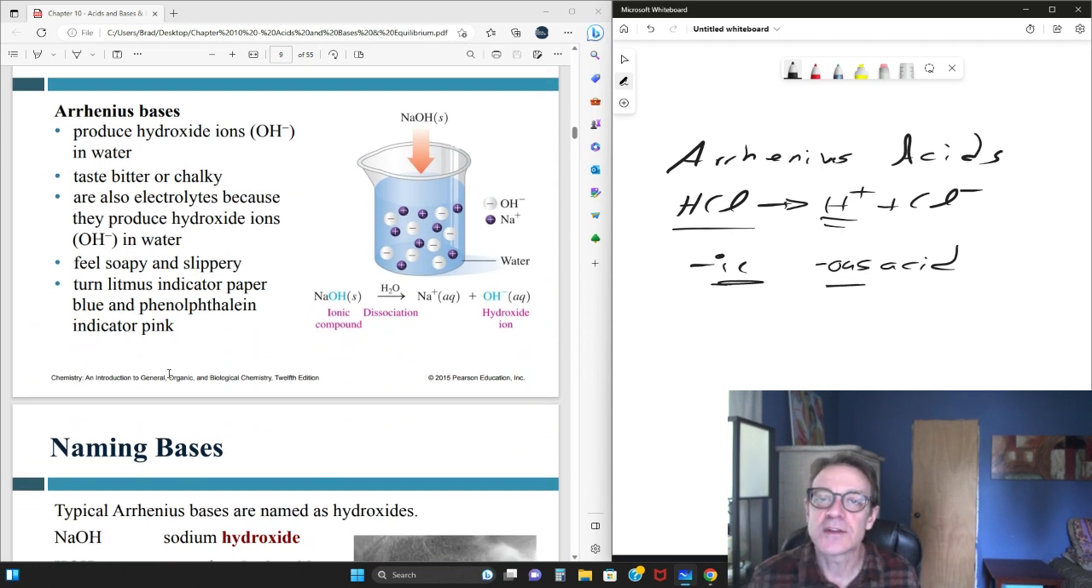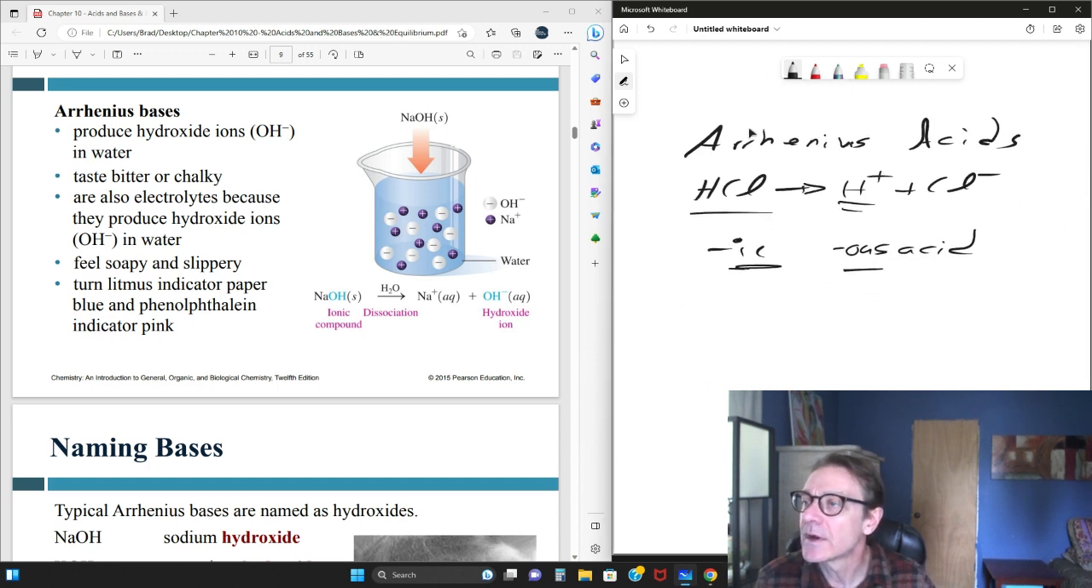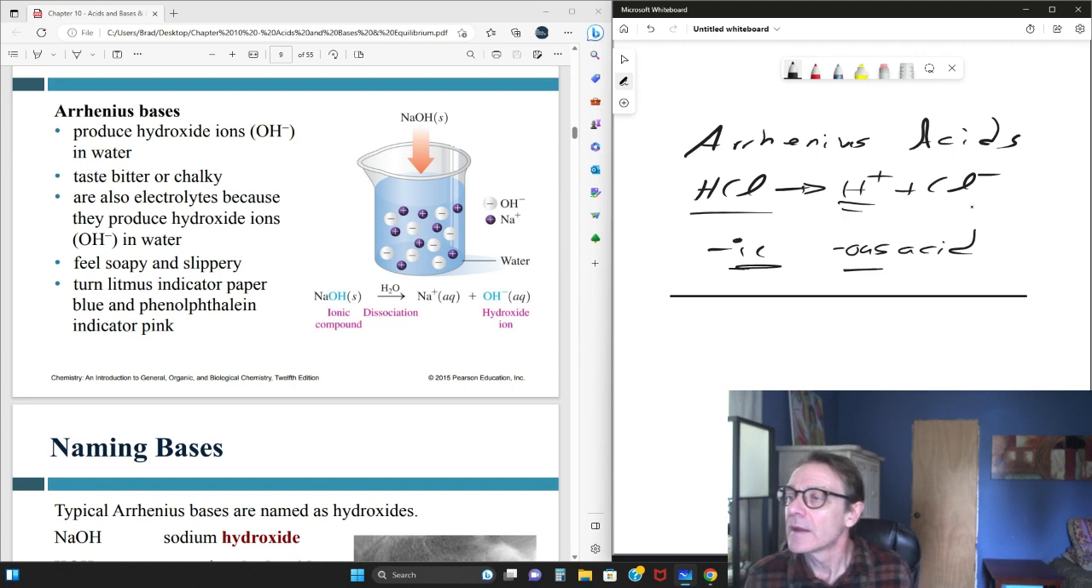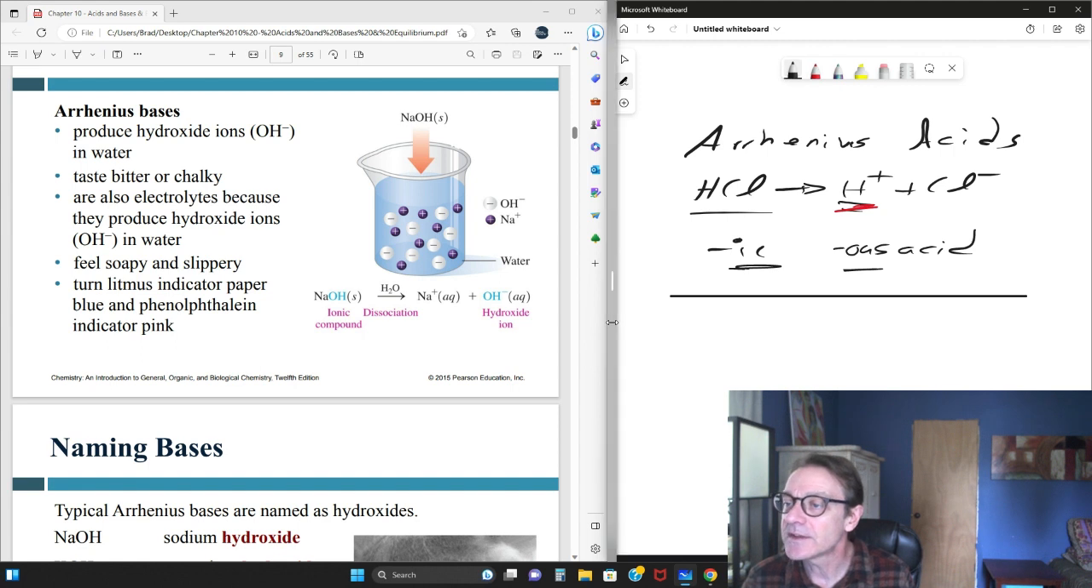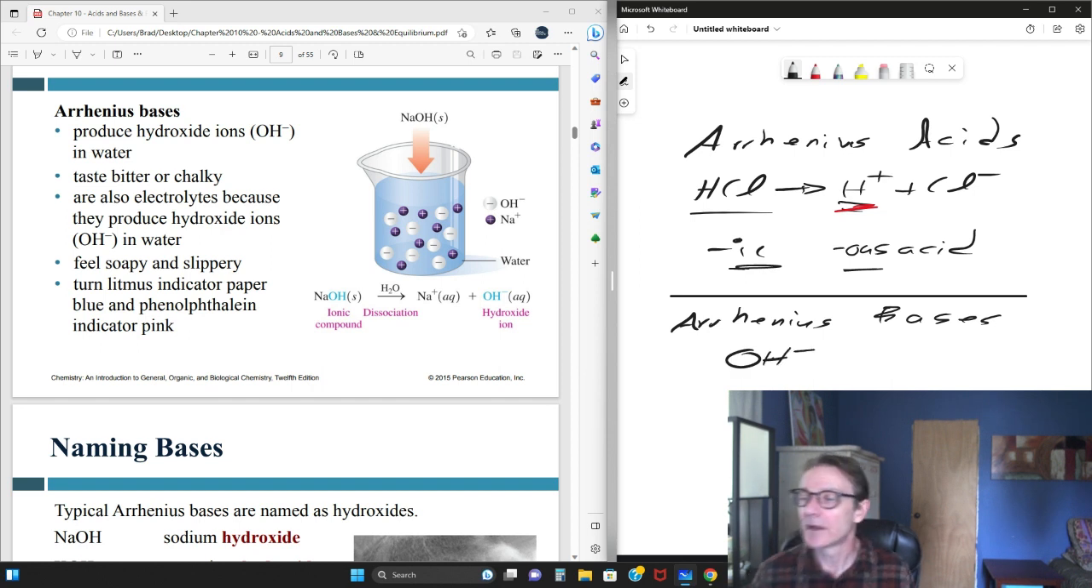Okay, circling back to Arrhenius bases. So we looked at Arrhenius acids, of course, producing the positive charges, the proton ion. So Arrhenius bases, on the other hand, are molecules that produce hydroxys, okay, with a negative charge on it.